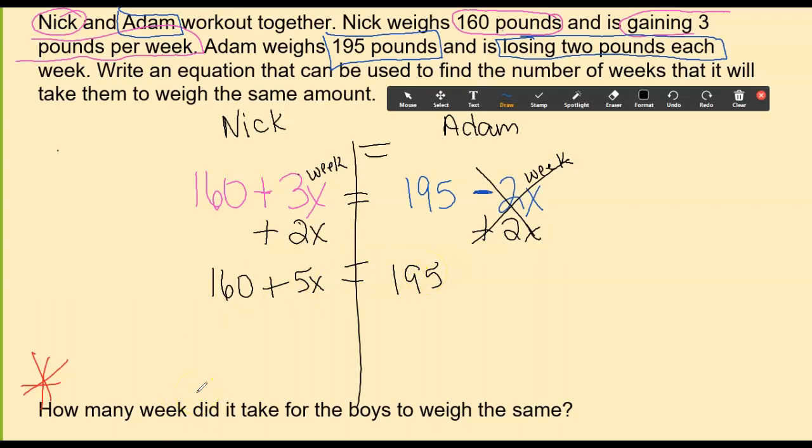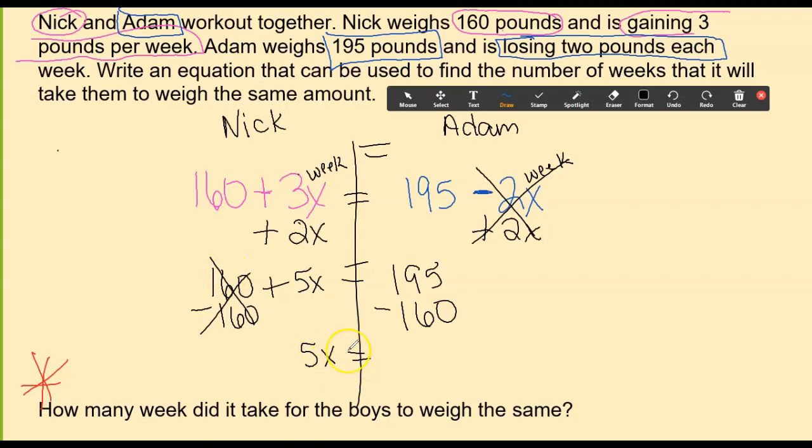Now that I have variables to one side, what do I need to move? The numbers. So which number is going to be moving? 160. What's the opposite of this 160? Subtracting, or a negative 160. What I do to one side, do to the other.